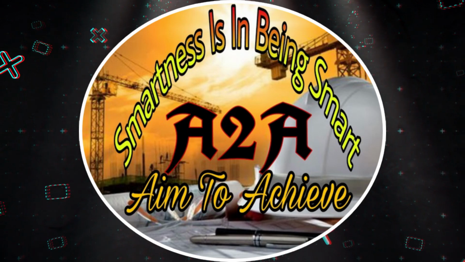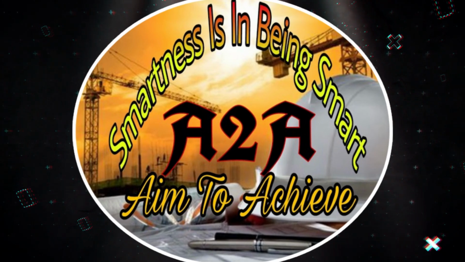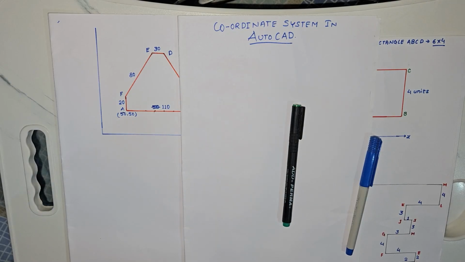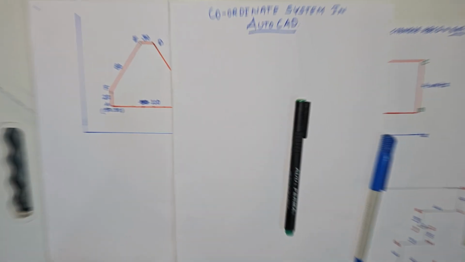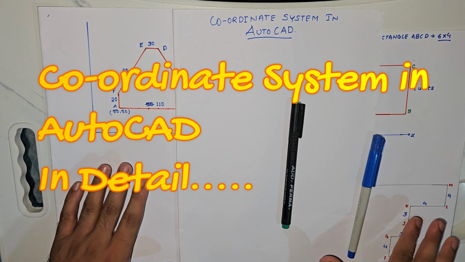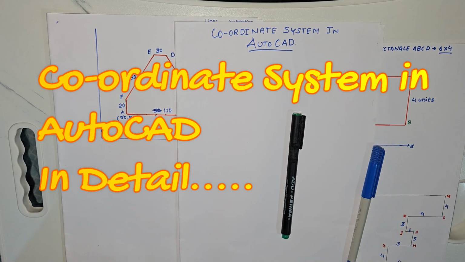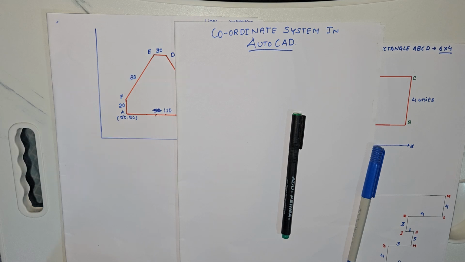Welcome back to my YouTube channel, and in this video we are going to see a new topic in AutoCAD 2023. And in this video we will see about the coordinate system in AutoCAD. AutoCAD allows you to define the placement of a point using two different coordinate systems. So I am assuming that we all are familiar with the coordinate system.